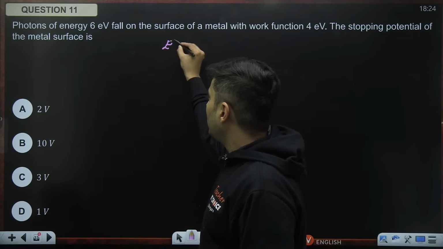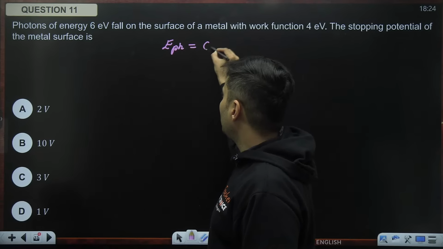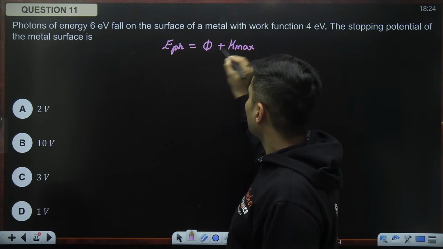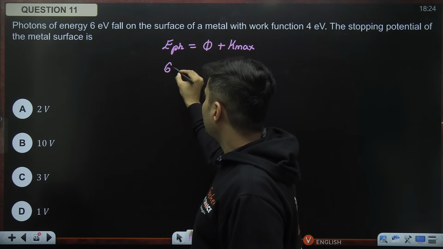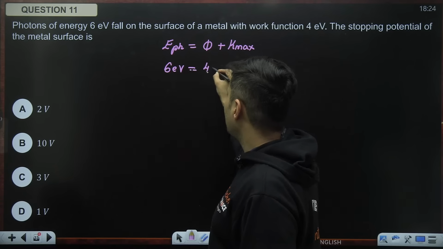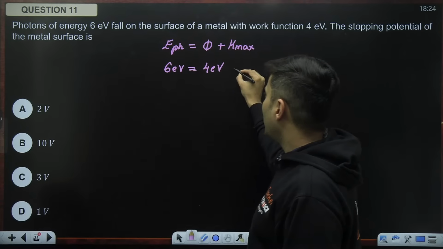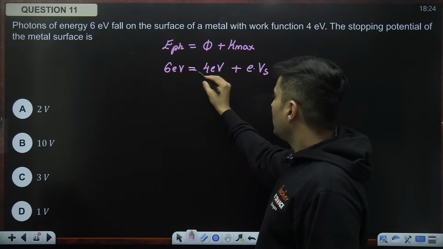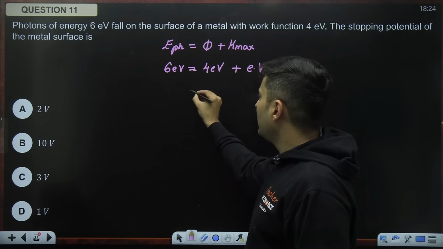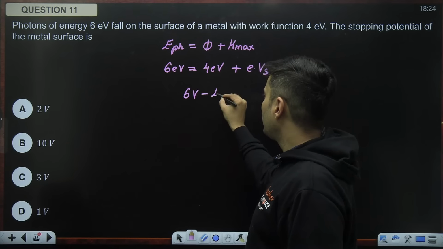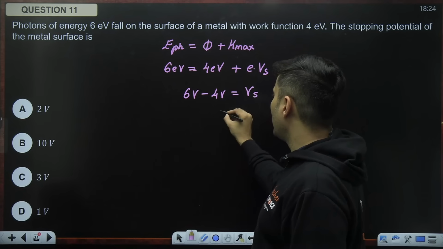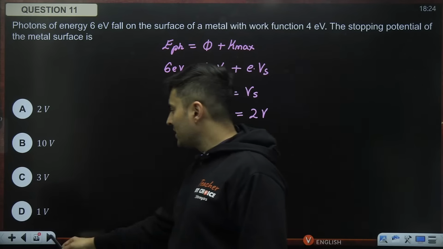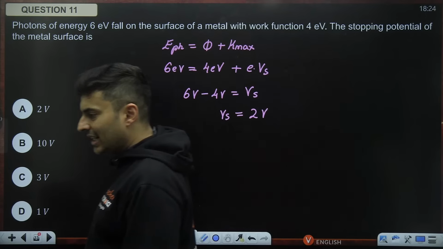So we all know energy of a photon is the work function plus the maximum kinetic energy. The energy of the photon is 6 electron volt. The work function is 4 electron volt, and maximum kinetic energy is given by e times the stopping potential. E will get cancelled everywhere. So 6 volt minus 4 volt is equal to stopping potential. So stopping potential is basically 2 volts. So 2 volts is the right answer, which is option A, direct one.